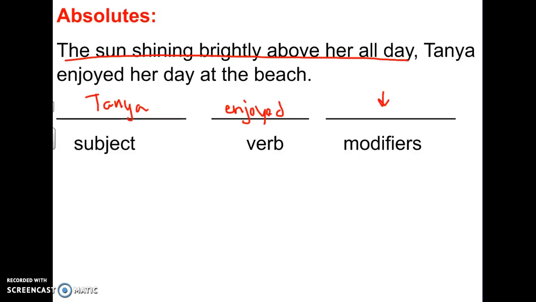Okay, absolutes. Here again, you have to check absolutes. It should be something that has a noun, like sun, and an ing or a past tense verb, like a participle, that is being used to modify the entire sentence. So you should have Tanya enjoyed, and the sun shining brightly above her all day is the absolute phrase modifying the whole sentence. Go ahead and stop the video and check your answers for absolutes.